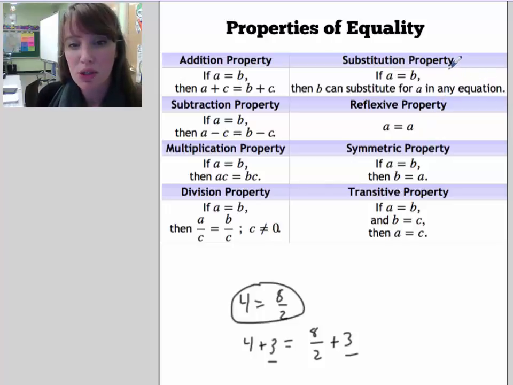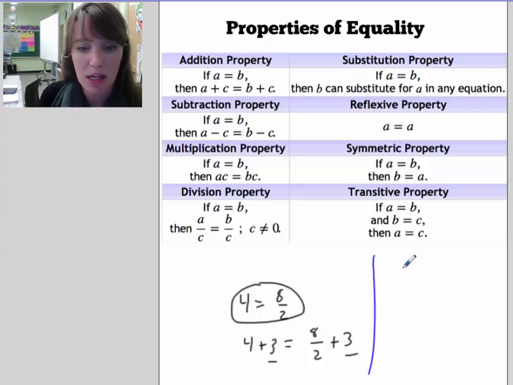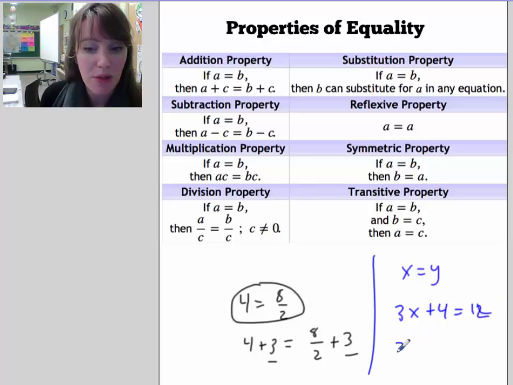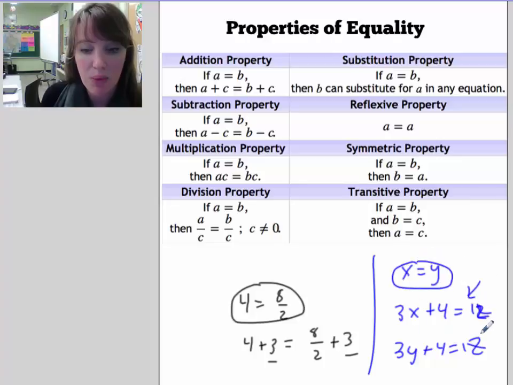So with the exception that C can't be 0, because you can't divide by 0. Okay, the substitution property says that if A is equal to B, so if we've already established that these two things are equal to each other, then B can be substituted in for A in any equation. Okay, so let's say X is equal to Y. Let's say I have a statement here, 3X plus 4, and these are equal to 12. Well, that would mean that 3Y plus 4 is equal to 12 as well. Because if I had X is equal to Y, then anytime I see X in the equation, I can substitute in Y.